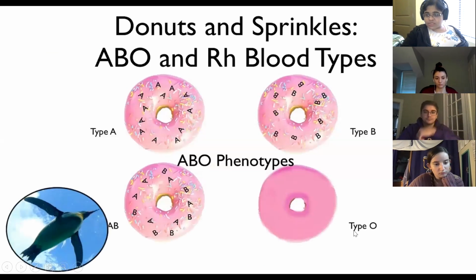So it's like sprinkled donuts here. So type A, you see all those sprinkles that look like the A antigen. Type B has the antigens for B, or in this case, sprinkles. AB has both of them showing up, and then O has no sprinkles or antigens, okay?